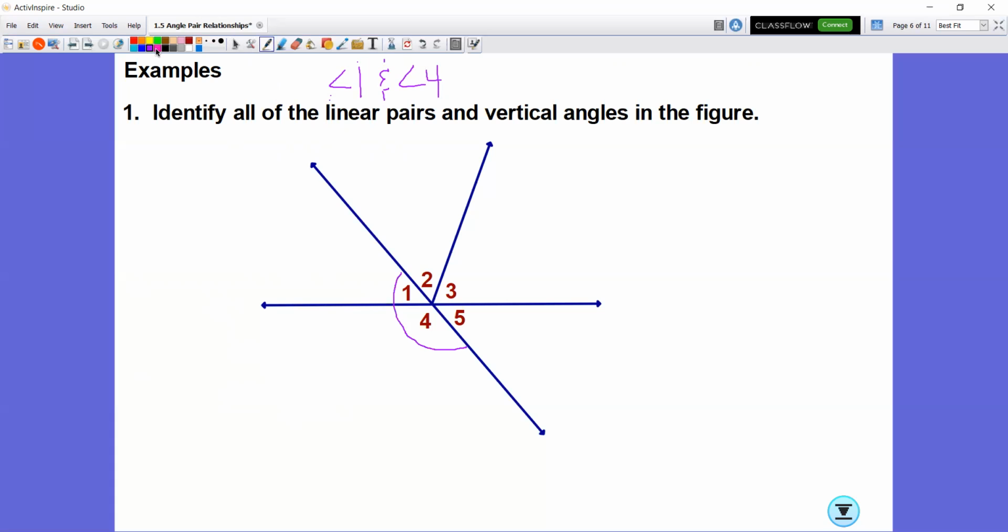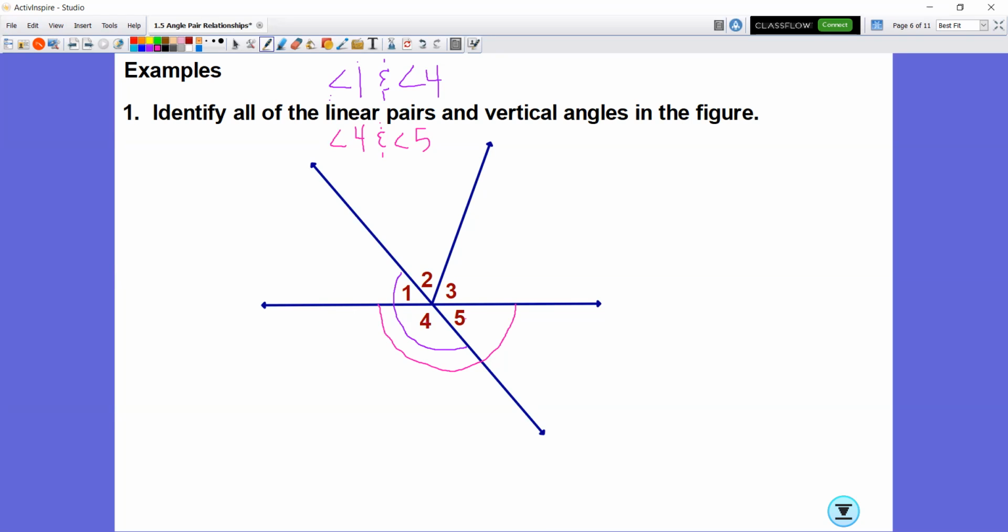Is there another set here? Well, there is. I already told you there was. So can you see it? 4 and 5. Excellent. Yes. I start here, I make my little rainbow, I'm including two angles, 4 and 5. That's perfect. Angle 4 and angle 5. All right, that's it for linear pairs.